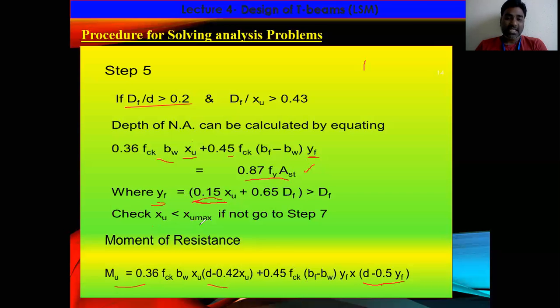And if XU is greater than XU max, then as per IS 456:2000, you have to avoid the over reinforced sections, right? So you just restrict your depth of neutral axis to XU equal to XU max. Then use the same equation by replacing XU with XU max and find out the moment of resistance. So this is how you need to determine the moment of resistance for all these three cases, right?